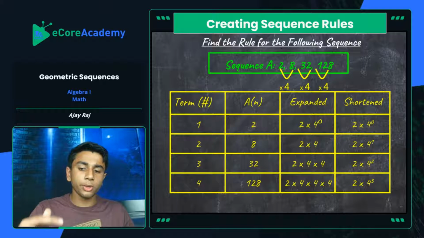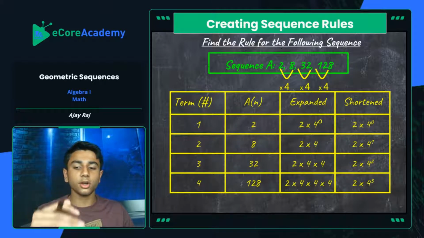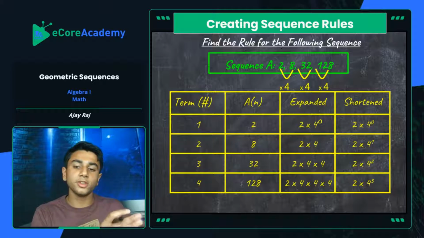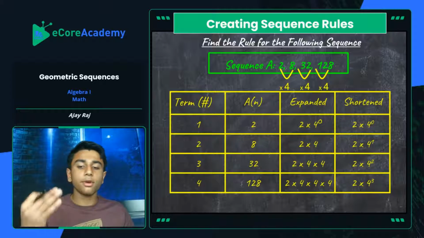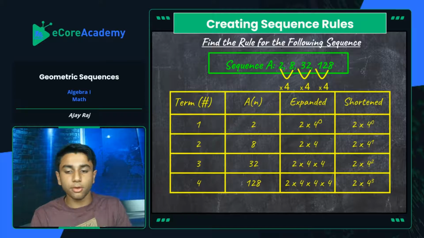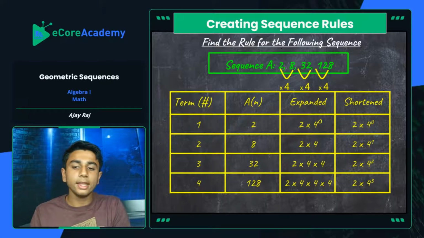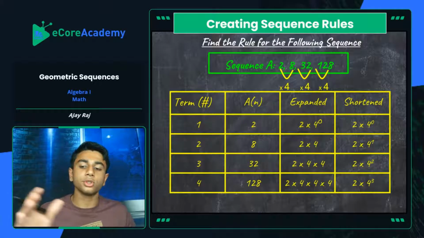So for our second term, we have 8. Since it's our second term, we're going to multiply our previous term by our common ratio. So 2 times 4, that's also 2 times 4 to the first, and that's how you get 8. For our third term, we have 32. Same thing goes here, except you're going to multiply by another 4 from the starting 2. So 2 times 4 times 4, that's going to give you 32, or 2 times 4 squared.